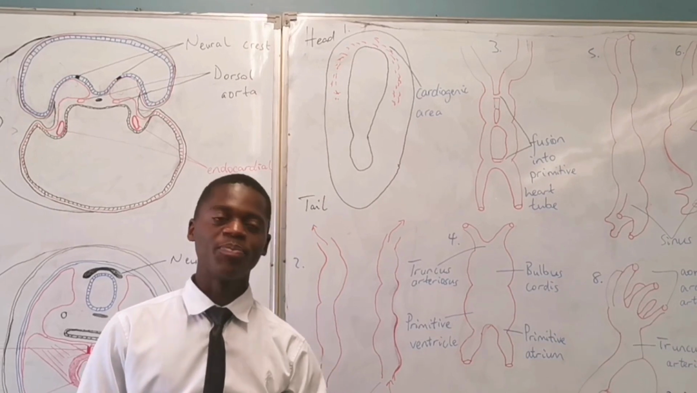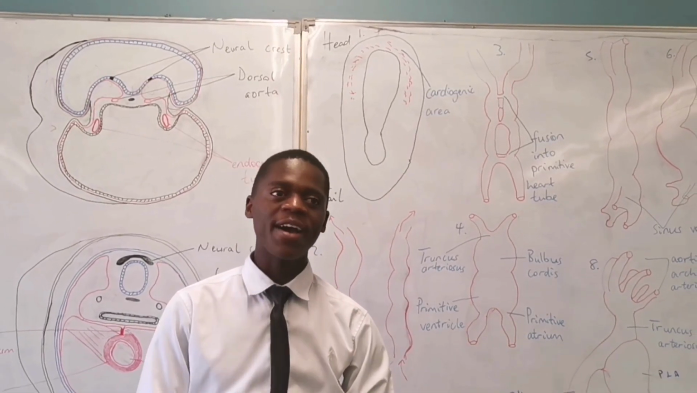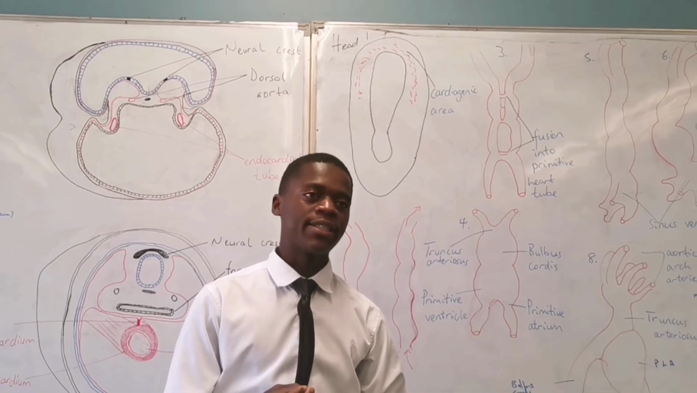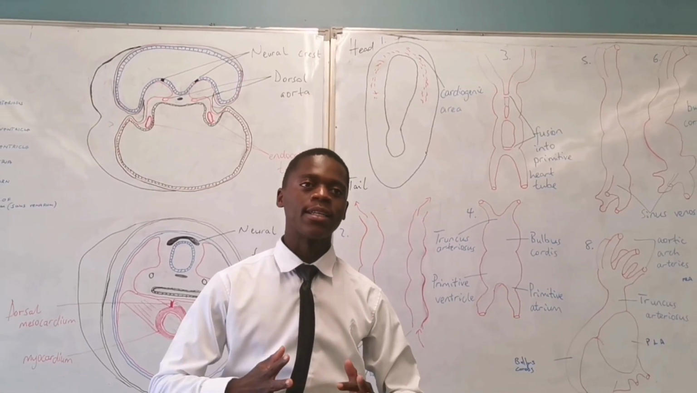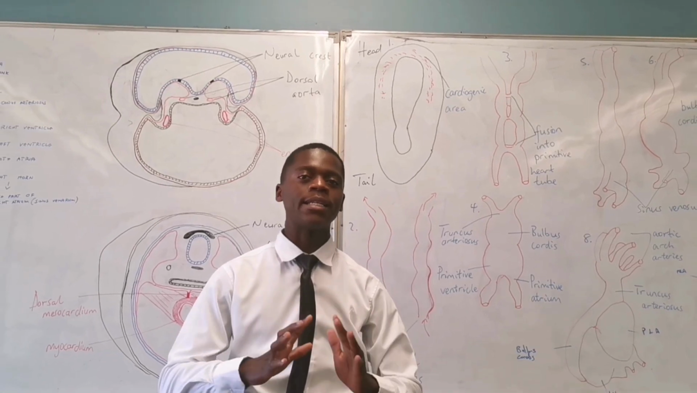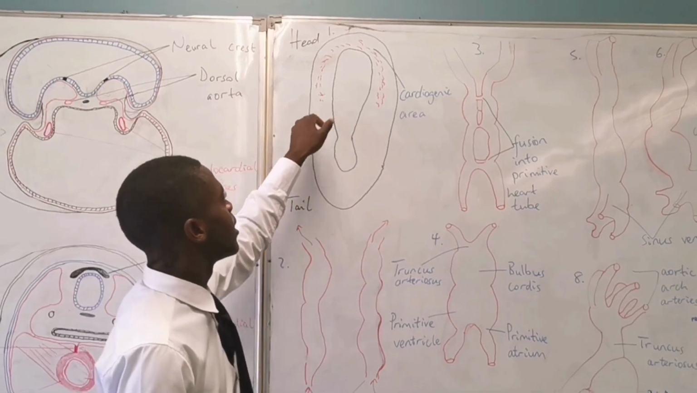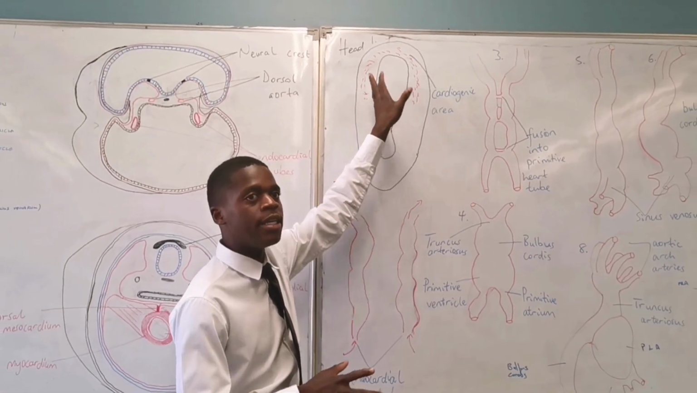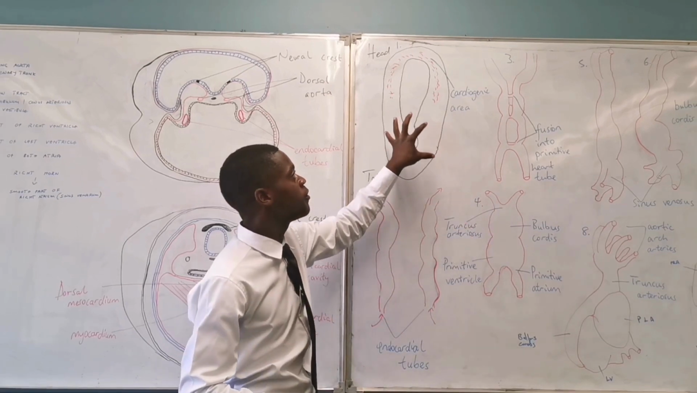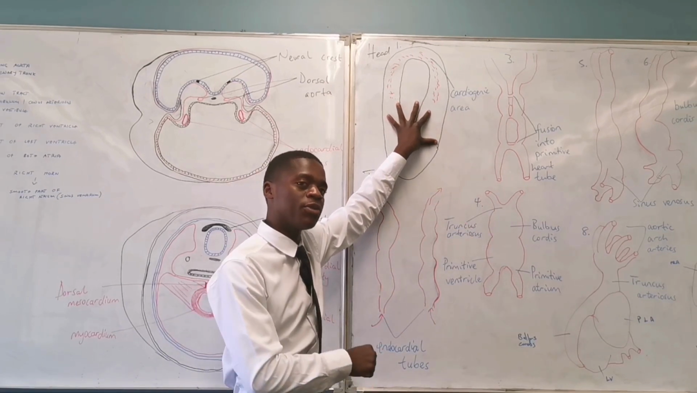What happens is that between day 16 and day 18, cardiogenic cells migrate from the epiblast and lie in the region of the splanchnic mesoderm. But they lie in the cranial aspect, in a horseshoe structure. And we refer to these cells as our primary heart field.